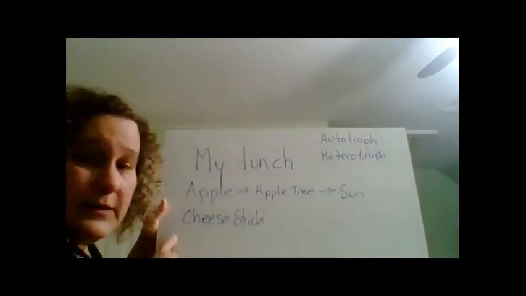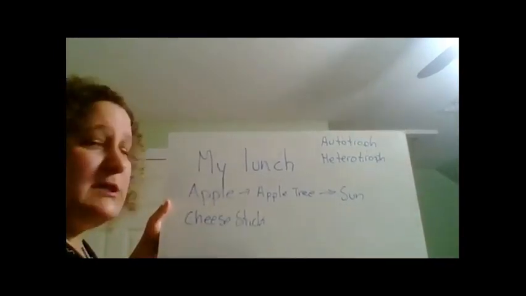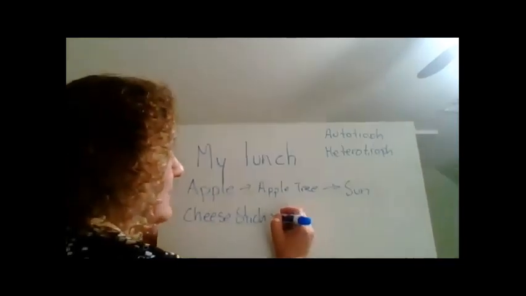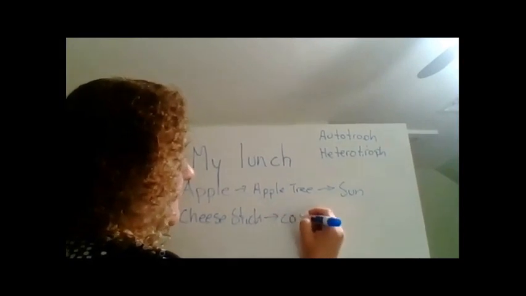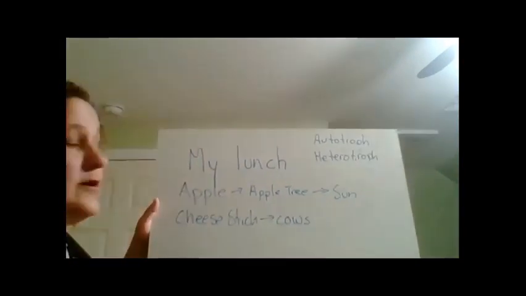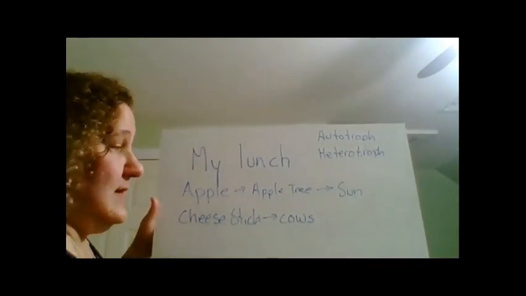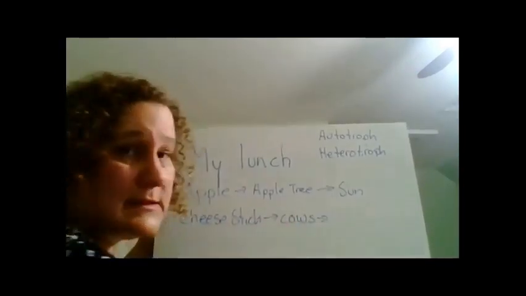Now let's look at what else I ate here. Okay, so I had a cheese stick. Cheese stick is made from milk. Milk comes from cows. Where do cows get their energy? What do cows eat? Okay, so the cows eat grass.